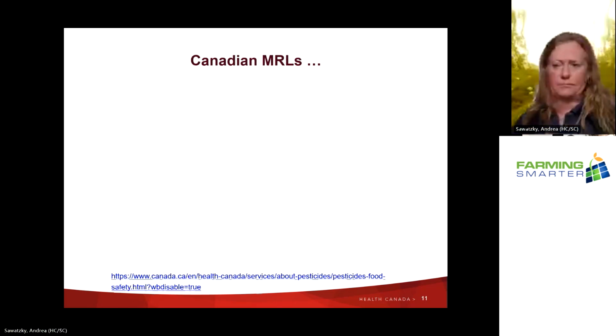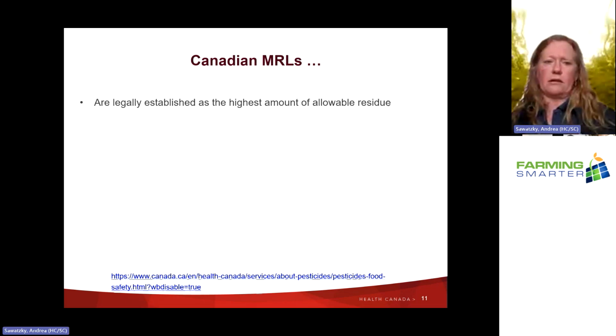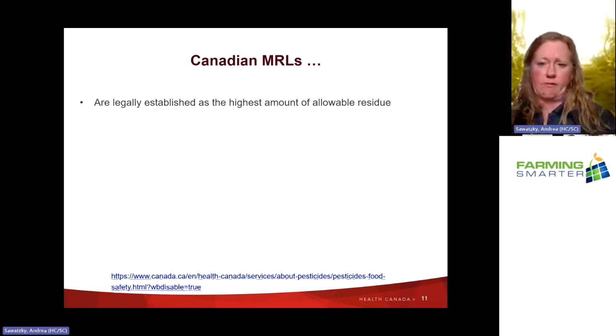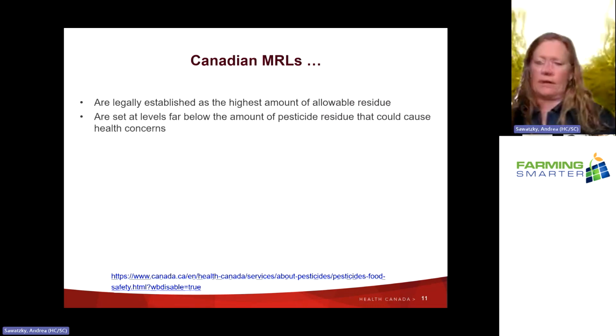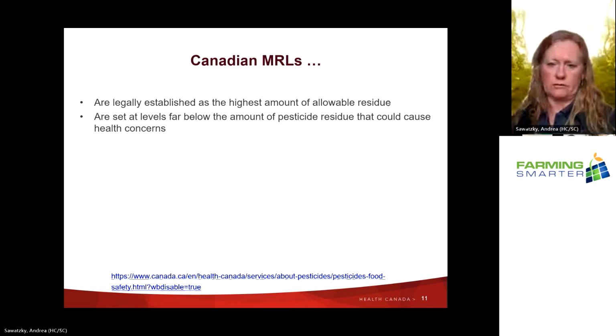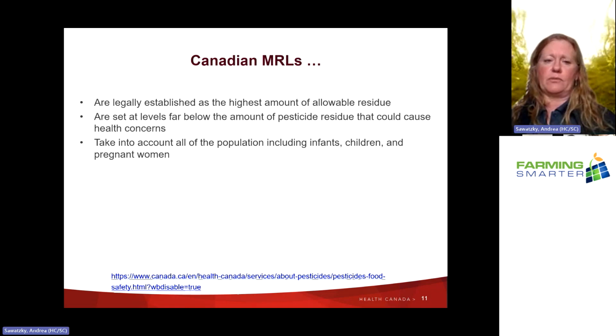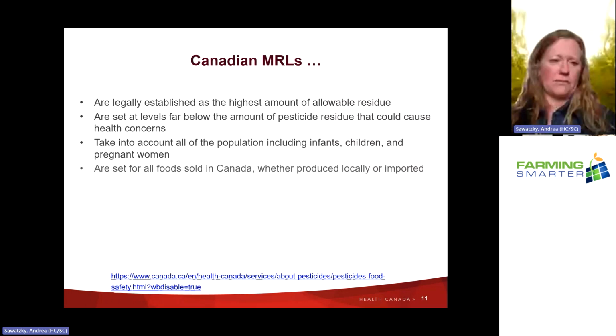So basically, when you look at Canadian MRLs, right, they are legally established as the highest amount of allowable residue for foodstuff in Canada. It's important to remember, they are set at levels far, far below the amount of pesticide residues that could cause health concern. Like I mentioned before, they take into account all the populations, including the young, the middle-aged, the pregnant, the adolescents, you name it, they're all taken into account.